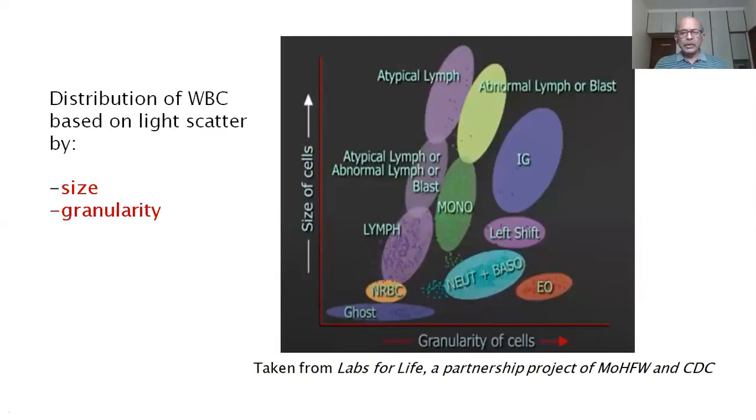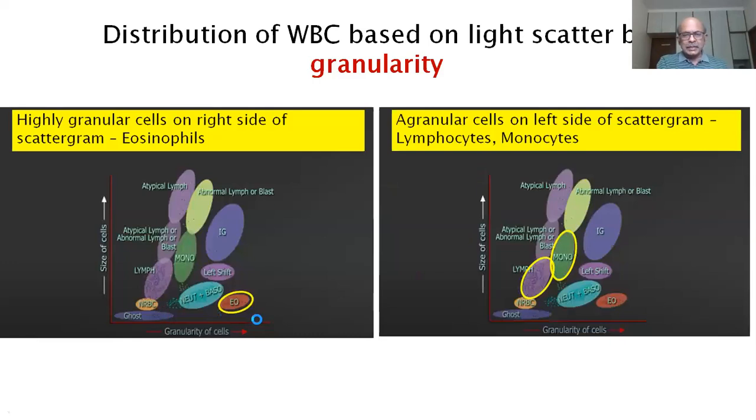So this is how the graph appears. If you have highly granular cells, on the x-axis, the most granular cells are on the right, the least granular cells are on the left. So highly granular cells are on the right side of the scattergram, and they are labeled as eosinophils. That is why the newer machine will tell you exactly the eosinophil percentage also. While agranular cells, lymphocytes and monocytes, are shifted to the left.